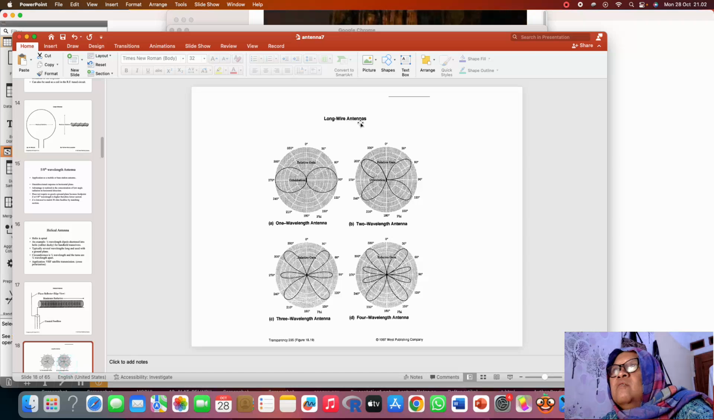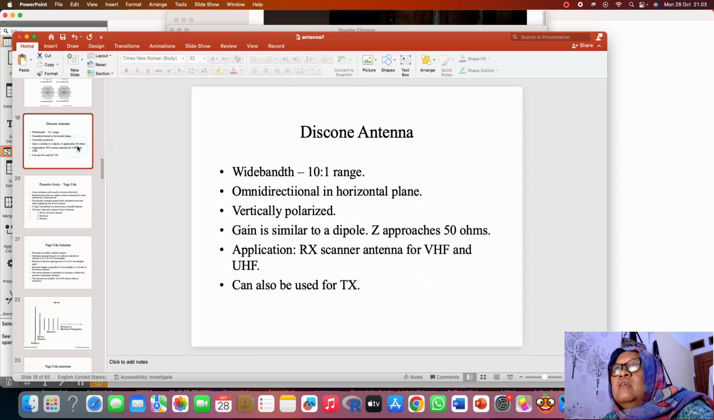And then the long wire antenna. This is a one wavelength antenna, and then a two wavelength antenna, 3 wavelength, and then 4 wavelength. This is the gain. And then the cone antenna.